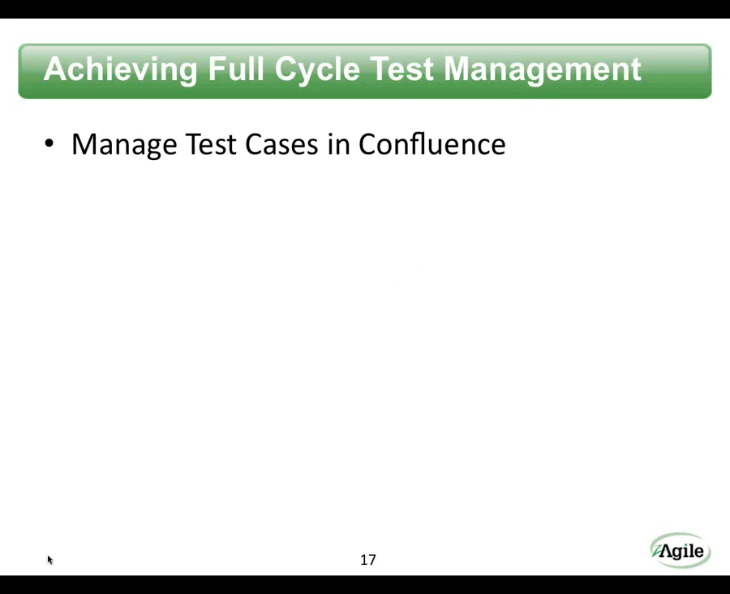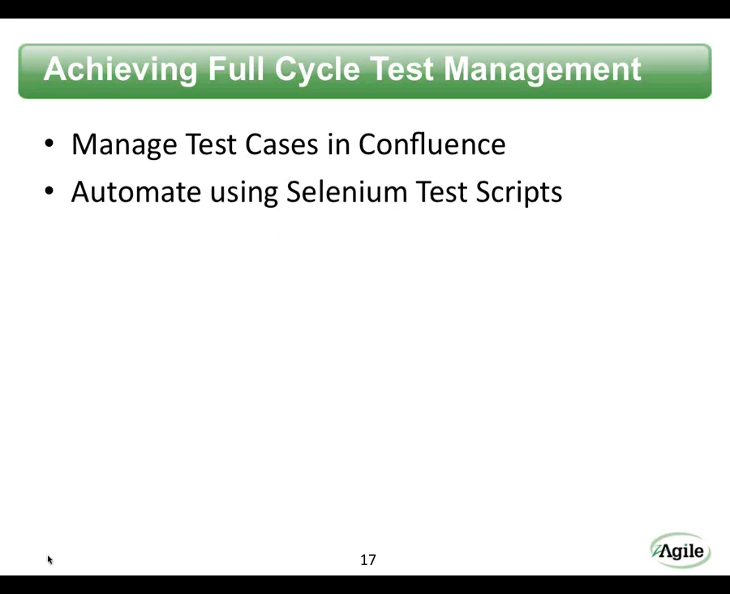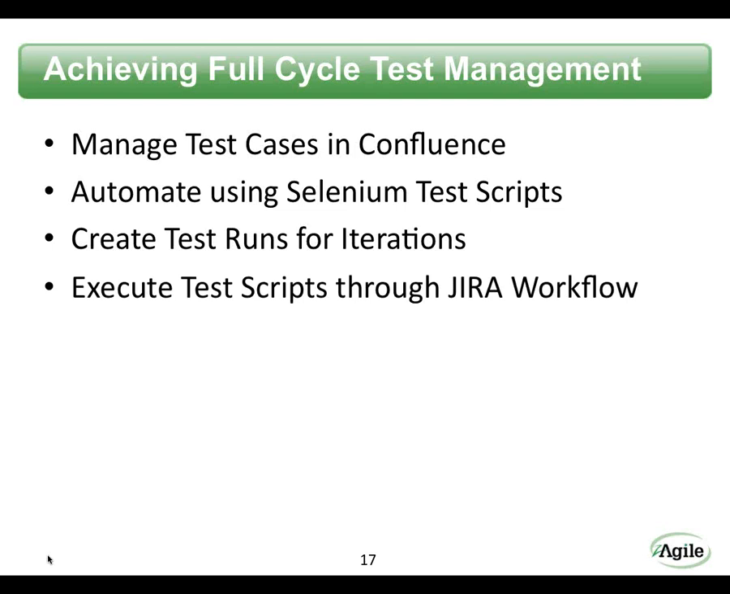Some of the things that you will see in the demo shortly is how you would manage test cases in Confluence, and how you can automate these test cases using Selenium test scripts. You can create test runs for iterations. So for example, if you want to execute only test cases that are for smoke test or priority 1 tests, then you can execute only those tests for specific iterations.